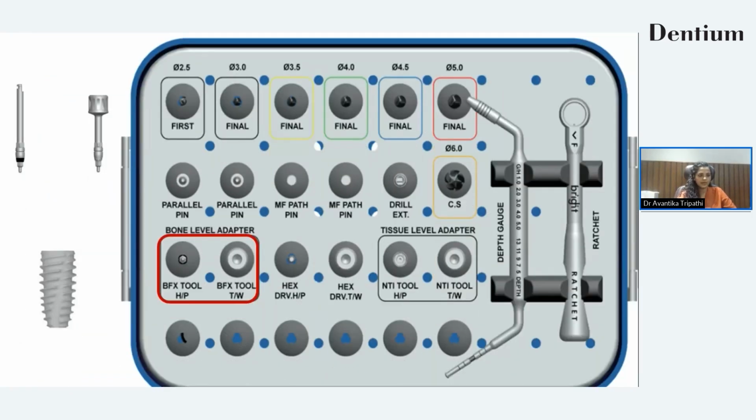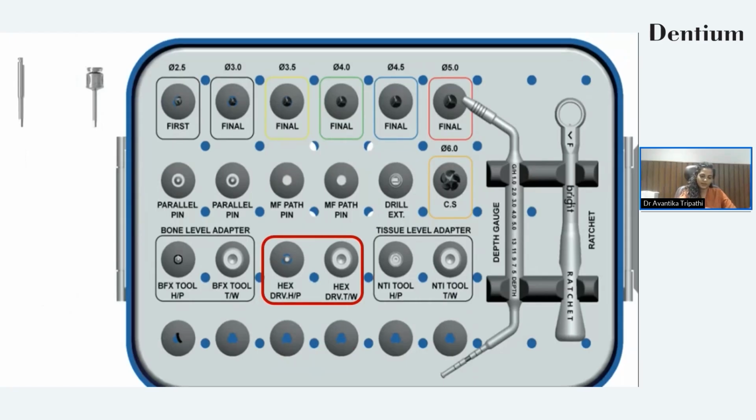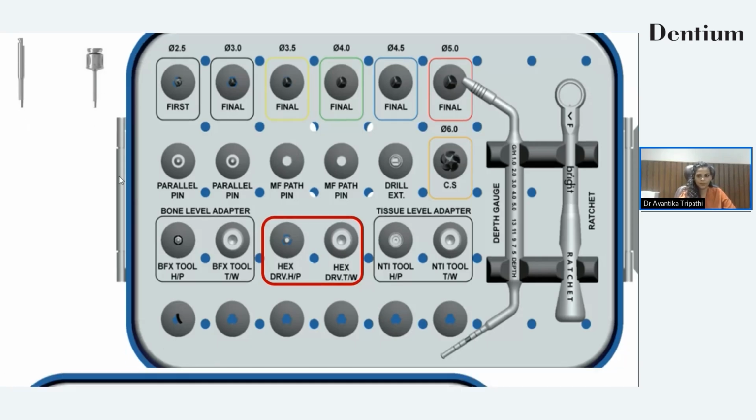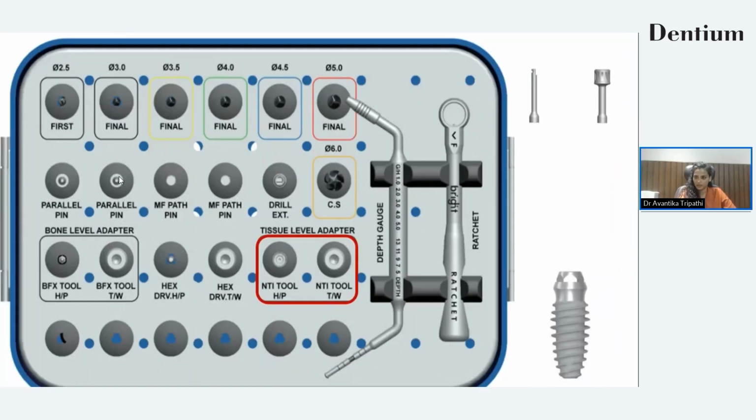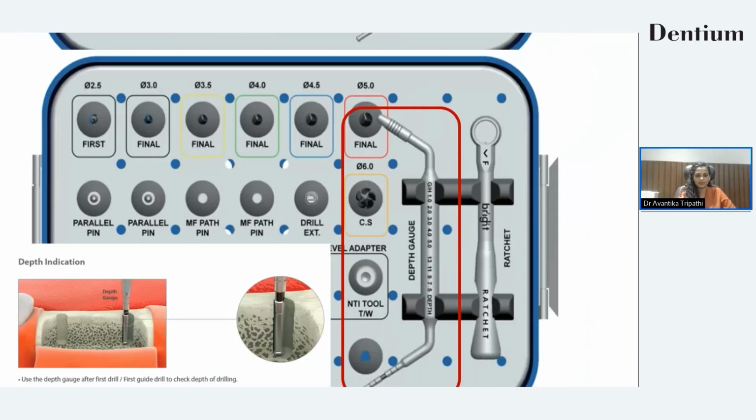This is the implant drivers which are used for the placement of a bone level implant. This is the hex driver and the prosthetic driver. Basically, this driver is used with the handpiece. This is the tissue level implant drivers, which is used for the placement of tissue level implants. This is the ratchet, and this is the depth gauge.